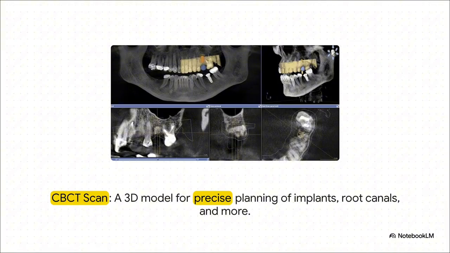With a CBCT scan, a surgeon can plan the exact placement of a dental implant down to a fraction of a millimeter. An endodontist can navigate a really complex root canal. A dentist can look at any problem from every single angle imaginable. It basically takes all the guesswork out of the most complex procedures.